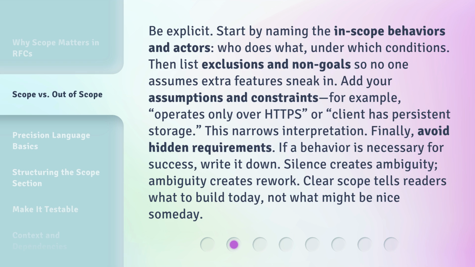This narrows interpretation. Finally, avoid hidden requirements. If a behavior is necessary for success, write it down. Silence creates ambiguity. Ambiguity creates rework. Clear scope tells readers what to build today, not what might be nice someday.